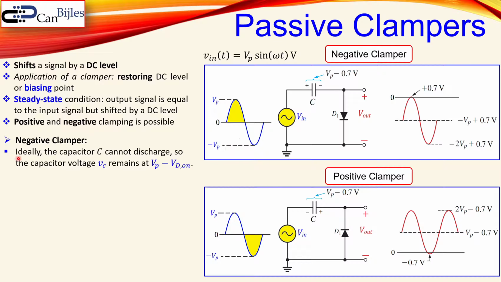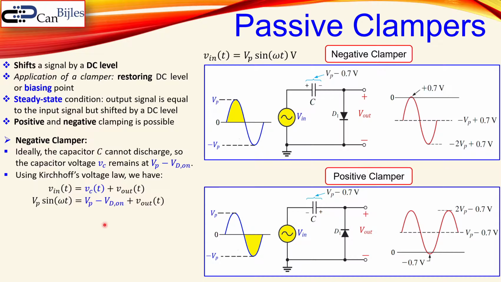Now the negative clamper. Ideally the capacitor C cannot be discharged. We have of course some load here, but in the ideal case it is not discharged. Then the capacitor voltage Vc will be Vp minus Vd,on, which is called the on voltage of your diode D1. Using Kirchhoff's voltage law, we can write down that Vin will be equal to the capacitor voltage plus the output voltage. So if the capacitor voltage is Vp minus Vd,on, then you have this expression where you also substitute Vin.